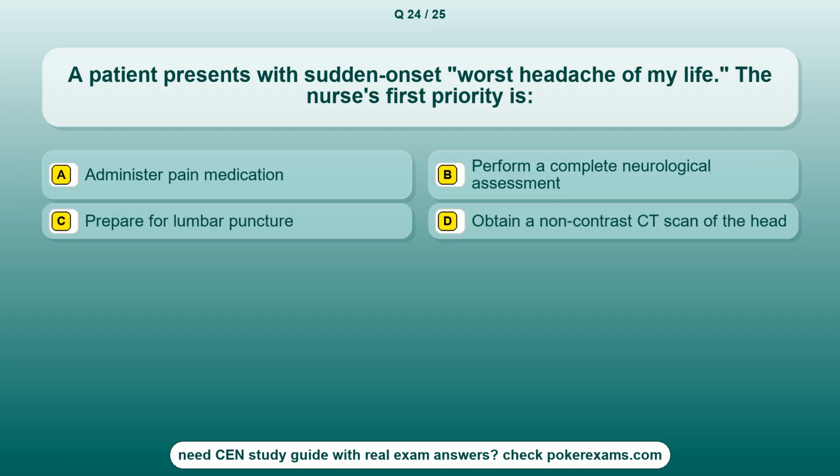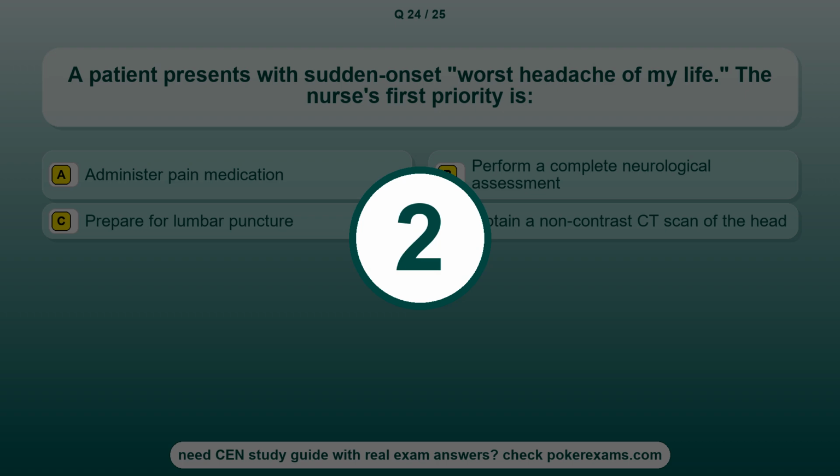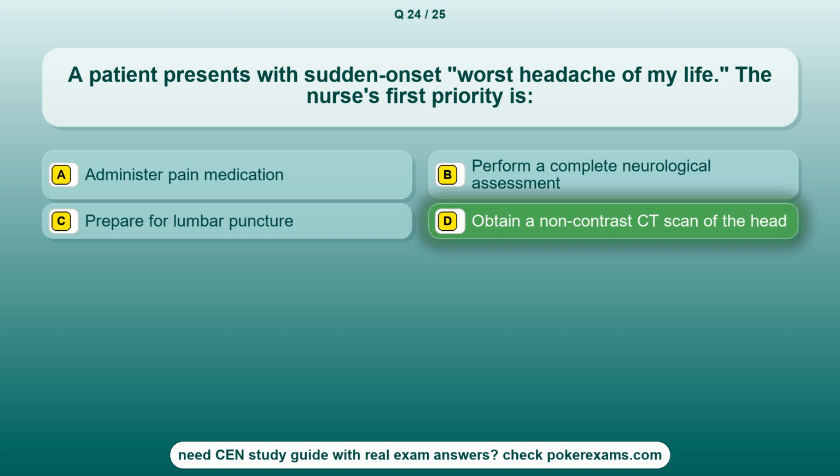Question 24. A patient presents with sudden onset worst headache of my life. The nurse's first priority is option A, administer pain medication, option B, perform a complete neurological assessment, option C, prepare for lumbar puncture, option D, obtain a non-contrast CT scan of the head. The correct answer is option D, obtain a non-contrast CT scan of the head.